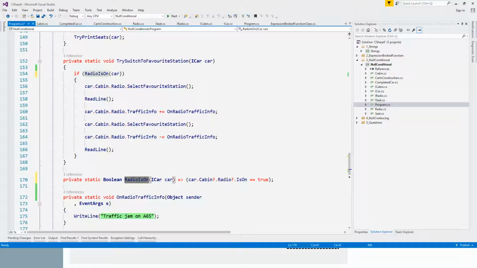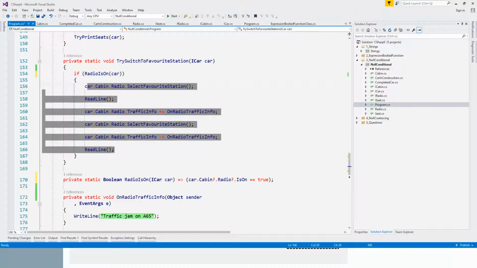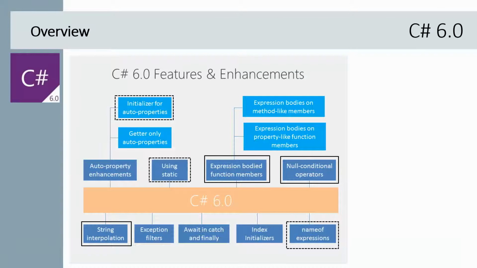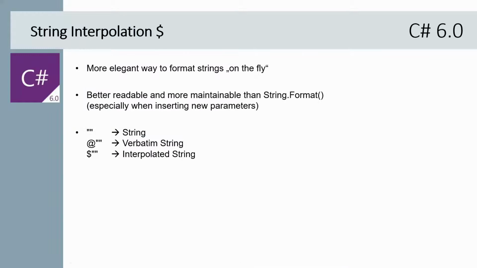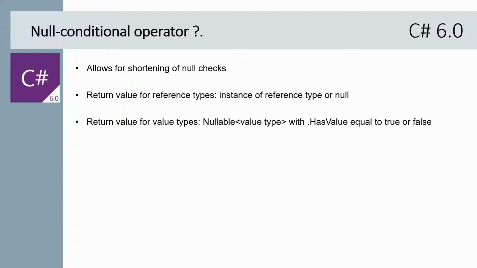places of your code as well. And your if statement here is now perfectly clear what the purpose of the if is. If the radio is on. Okay, understood. Simple code. And then you do your other stuff. Okay, so much for the expression-bodied function, yes, and the null-conditional operator.